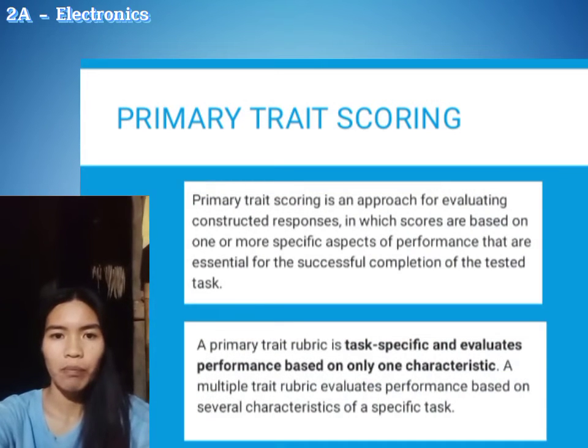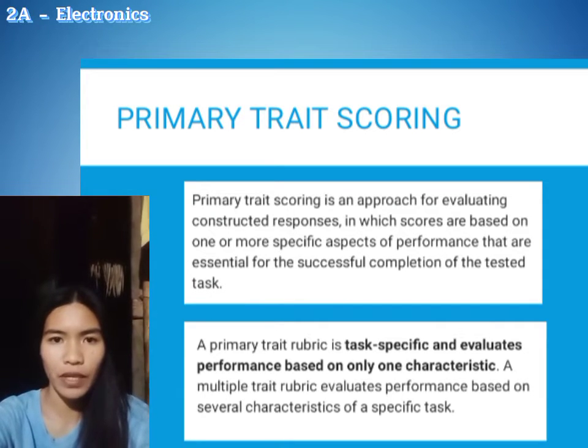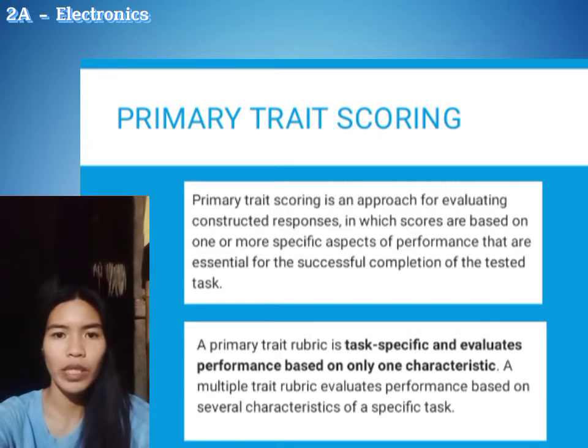Next, primary trait scoring. Primary trait scoring is an approach for evaluating constructed responses, in which scores are based on one or more specific aspects of performance that are essential for the successful completion of the tested task. A primary trait rubric is task-specific and evaluates performance based on only one characteristic. A multiple trait rubric evaluates performance based on several characteristics of a specific task.